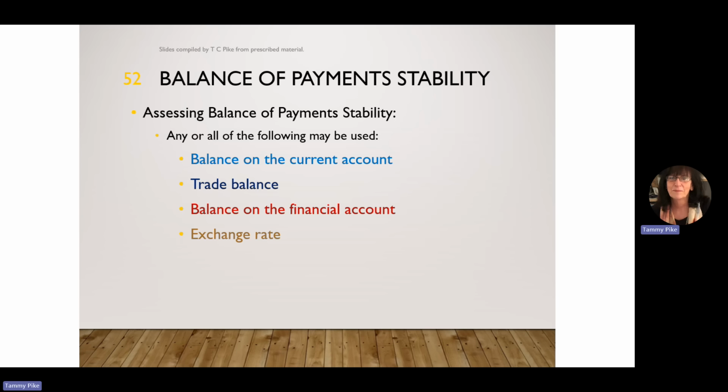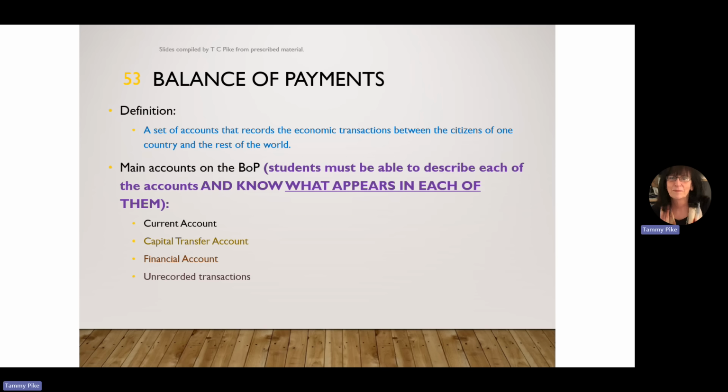And then you need to be able to identify the different accounts on the balance of payments. There we go, your definition. And there are your different accounts: current account, capital transfer account, financial account, and your unrecorded transactions. Those are your 4 accounts. If you look in your textbook, in the table in chapter 13, you'll see it lists the accounts that you must know. It also shows you all the items that appear under the current account, what appears under the financial account, and what should appear in the unrecorded transactions. All right. That information is in your textbook.